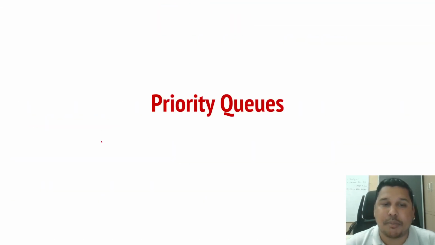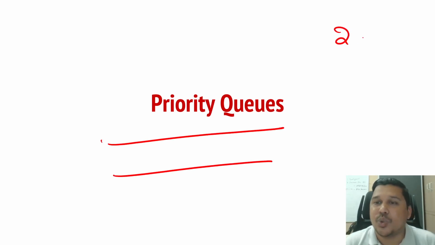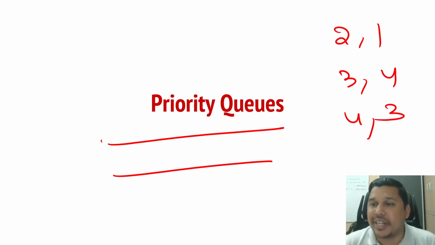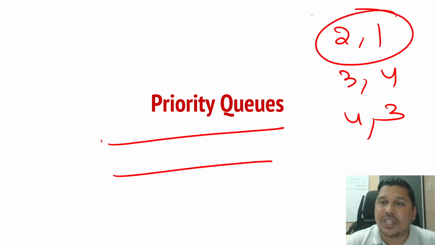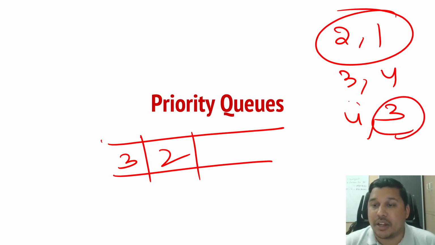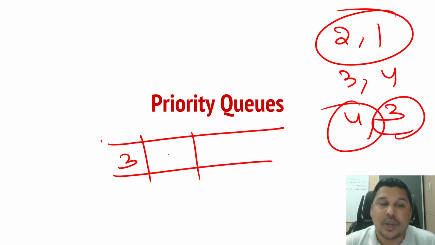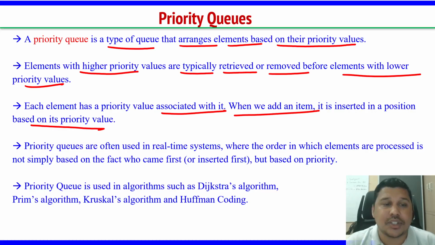In this example, which you remember, we already had 2 and 1, then 3 and 4, then 4 with priority 3. First element 2 was there. Then 3 came, so I removed this 2, kept 3 here and then 2. Then element 4 came with priority 3, so again I removed this and kept 2 here. That's what it is stating: when we add an item, it is inserted in a position based on its priority value.